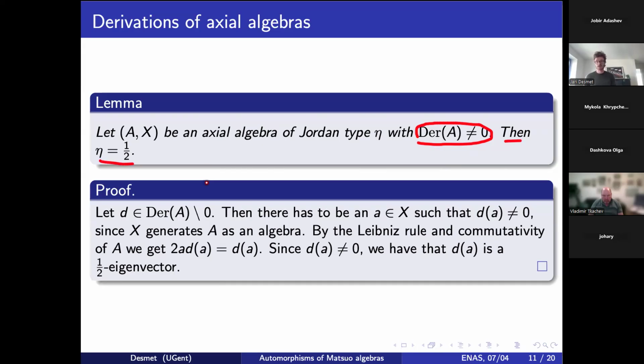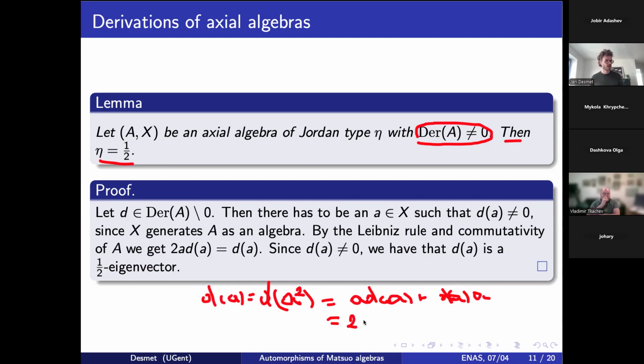And it's quite easy. Nothing really happens. So suppose we have a non-zero derivation, and we know that X, our set of idempotents, generates the entire algebra. That means that if this derivation is 0 on a generating set, then it's 0 everywhere, by just using the Leibniz rule over and over again. But then again, by the Leibniz rule, we know that d(a squared) is equal to a·da plus da·a. That's just applying the Leibniz rule. But this is equal to da because a squared is an idempotent, a is an idempotent. And because of commutativity, this is equal to 2a·da.